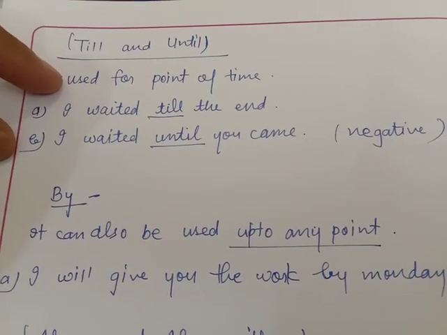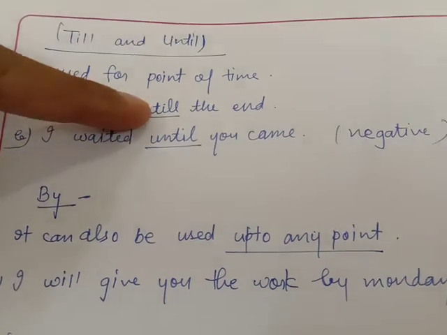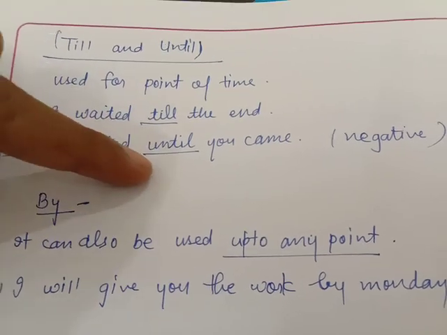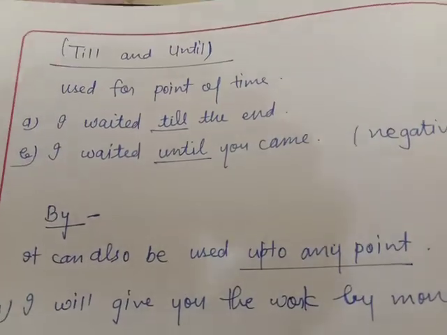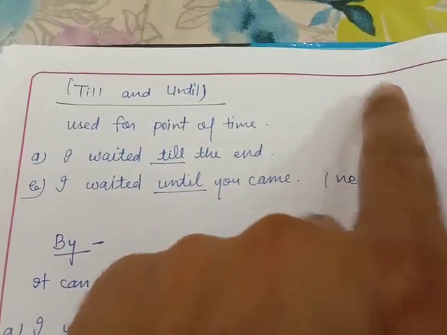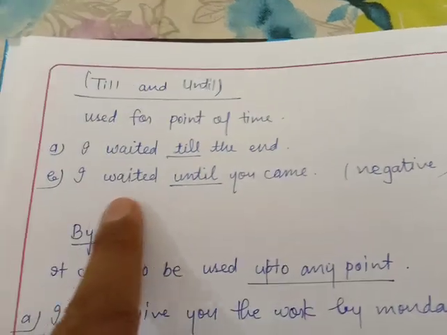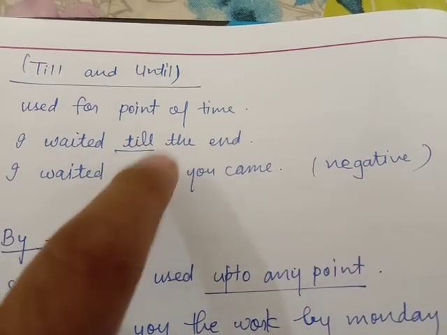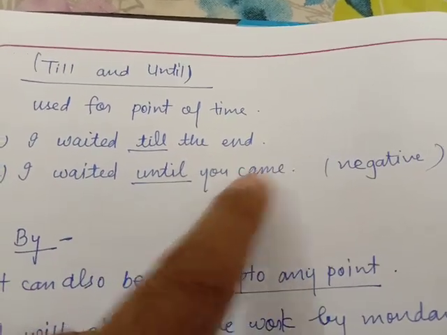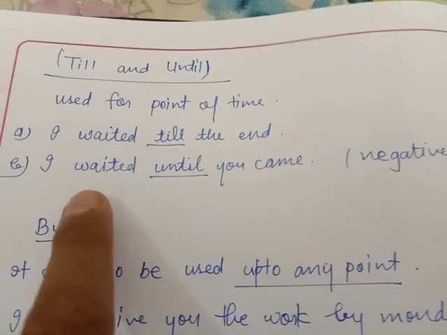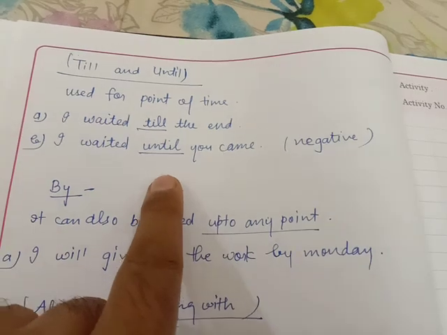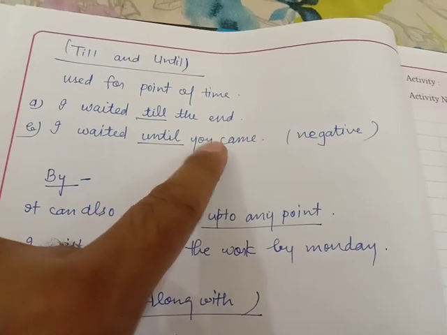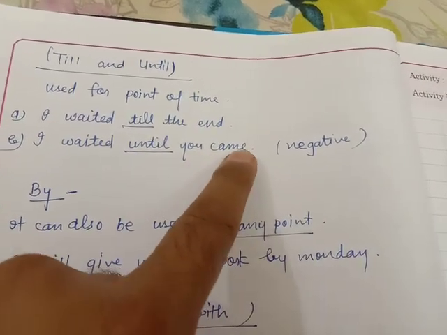Both are used for a point of time, till and until. Till is used in the negative and until in the positive. I waited till the end. Till the end means it is the end of something, and I waited till that time. And I waited until you came. Not is included in till, that is called until. I waited until you came means he waited till that time, till he had come. You can say I waited till you came.